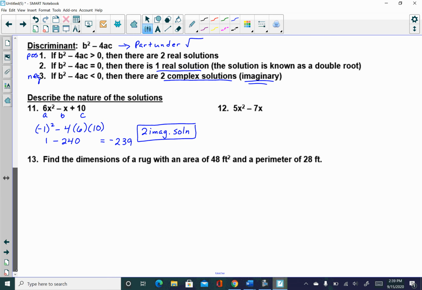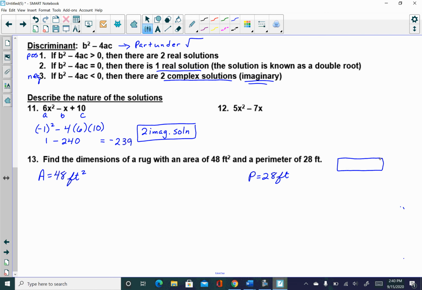And let's wrap it up here with number 13. Just a little bit of a foreshadowing of some applications. All right, so here in number 13, it says find the dimensions of a rug that has an area of 48 square feet and a perimeter of 28 feet. We didn't specify here that this was a rectangular rug, but that's what I had in my mind and I didn't write it. So it's a rectangular rug, just an FYI.